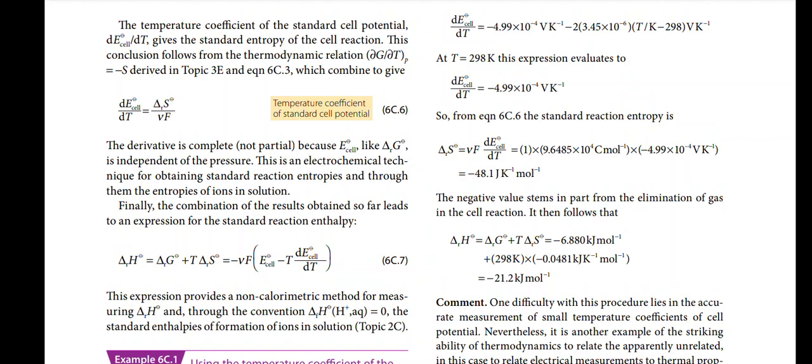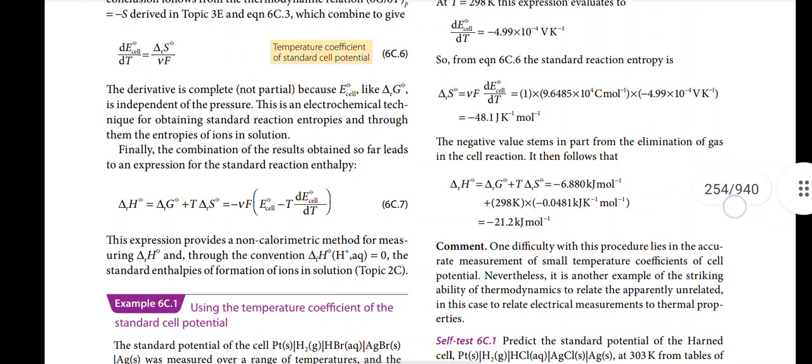Finally, the combination of the results obtained so far leads to an expression for the standard reaction enthalpy, which is ΔH_R° = ΔG_R° + TΔS_R° = −νF(E°_cell − T dE°_cell/dT). This expression provides a non-calorimetric method for measuring ΔH_R° and, through the convention ΔH_f° equal to 0, the standard enthalpy of formation of ions in solution.